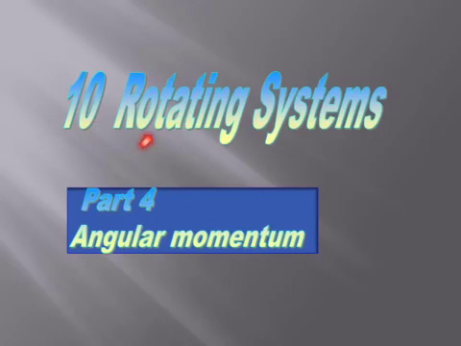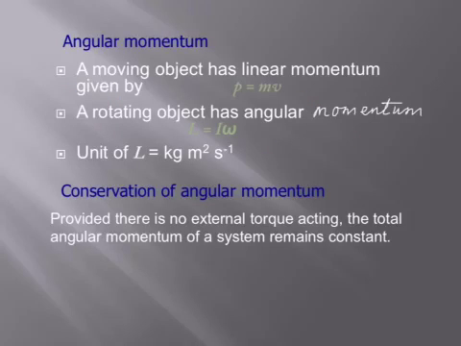Rotating systems, part 4, angular momentum. A moving object has linear or translational momentum given by P equal to mv that you've already learnt. A rotating object has angular momentum given by L for angular momentum equal to I for rotational inertia times angular velocity. The unit of angular momentum, L, is that.